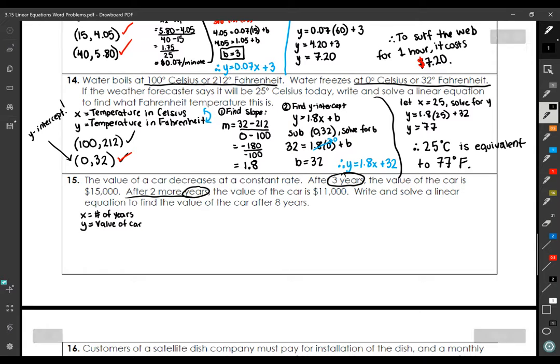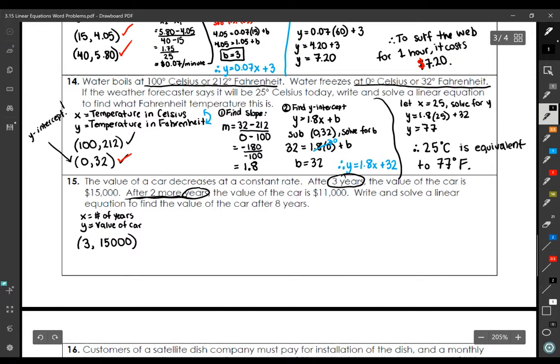Okay. Now what are our 2 data points? Remember, write them in the correct order, x, comma, y. So it says for 3 years, the car's value is 15,000. After 2 more years, the car is worth 11,000. The way it's worded, I hope you're paying attention, because 2 more means that our x value is actually 5, right? So after 2 more years, now the value is 11,000. Okay, so these are our 2 sample points.